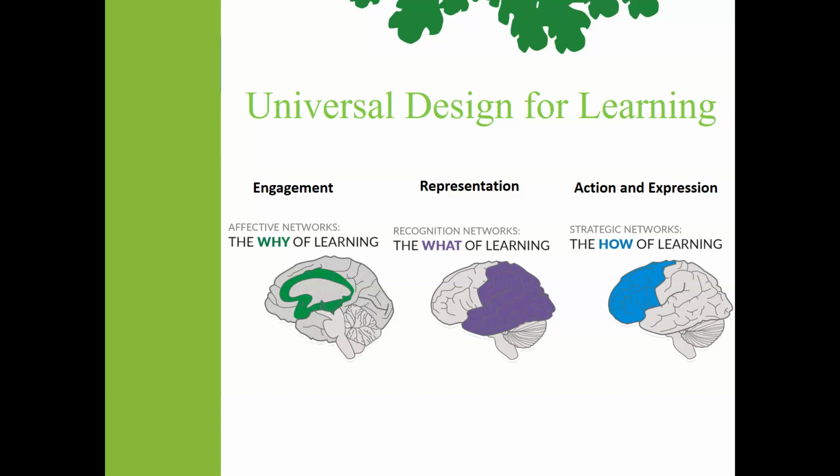And so engagement, that's kind of like the why of learning. Why am I here? So affect represents a crucial element to learning, and learners differ markedly in the ways in which they can be engaged or motivated to learn. So there's a variety of sources that can influence individual variation and affect, including neurology, culture, personal relevance, subjectivity, and background knowledge, along with a variety of other factors.